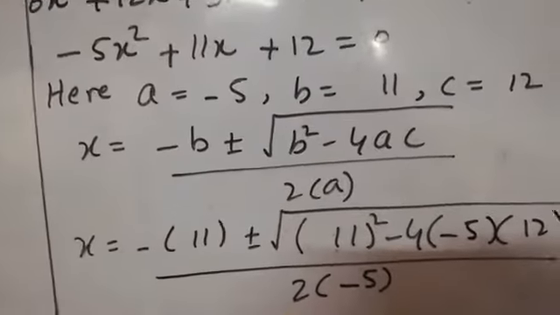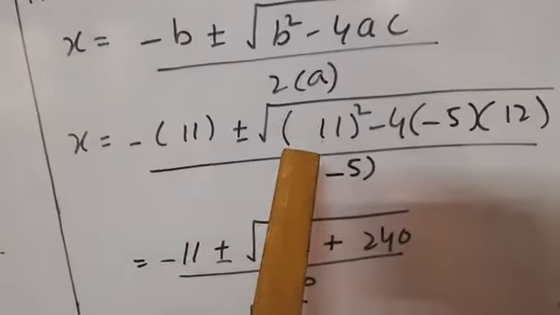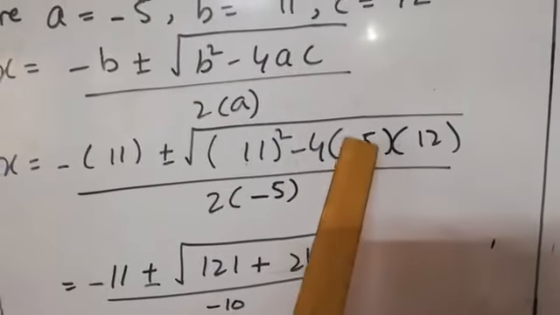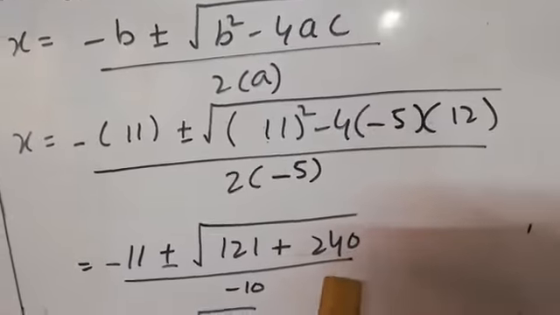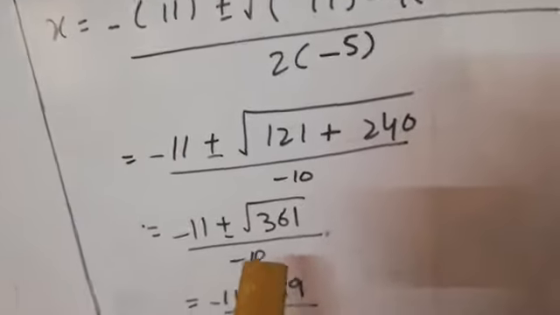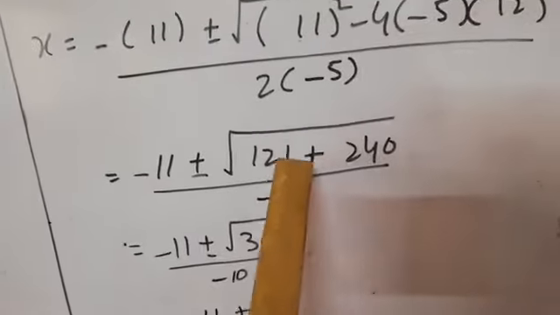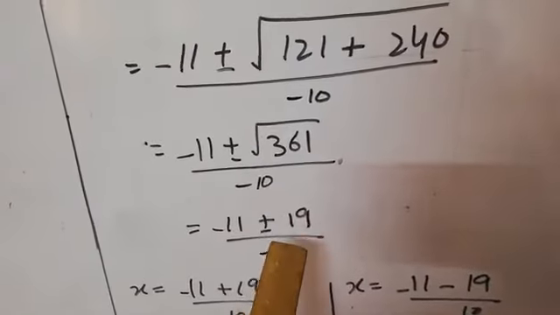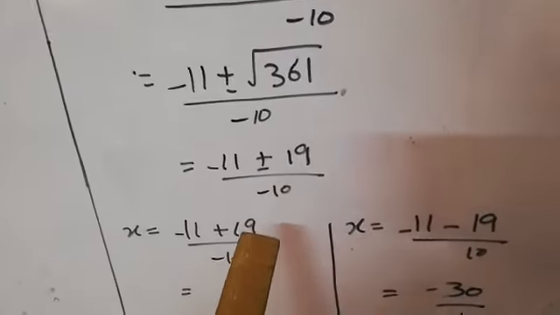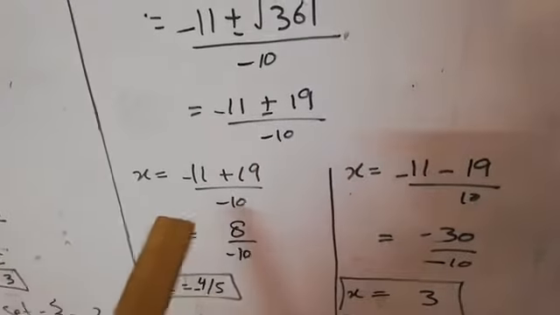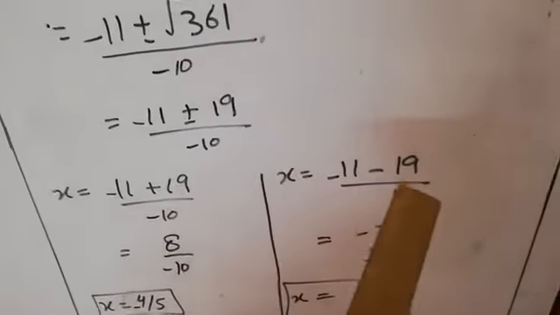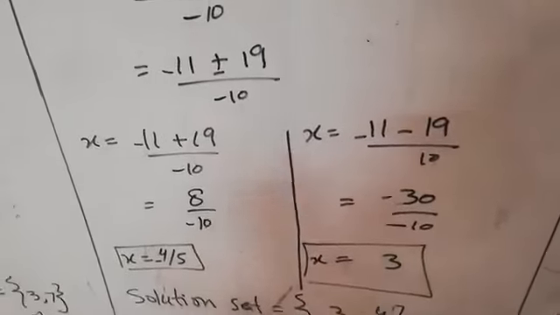Write the formula and put all the values into the quadratic formula. Now my dear students, 11 square is 121, and minus minus plus 4 5s are 20, 12 20s are 240, divided by minus 10. Now add these two values, 240 plus 121 is equal to 361, and 361 is the square of 19. So we will get plus minus 19, two situations: x is equal to minus 11 plus 19 by minus 10, and x is equal to minus 11 minus 19 by minus 10.